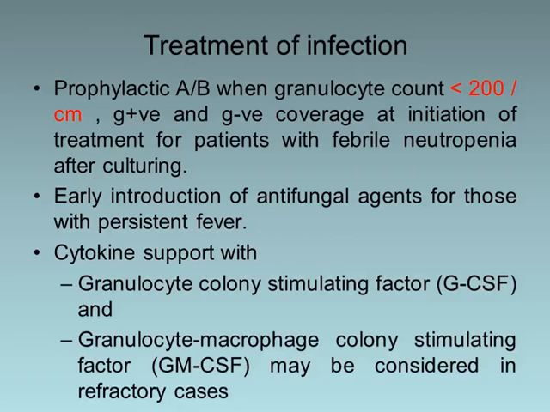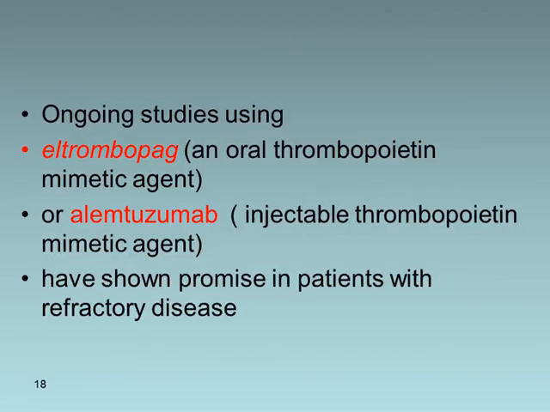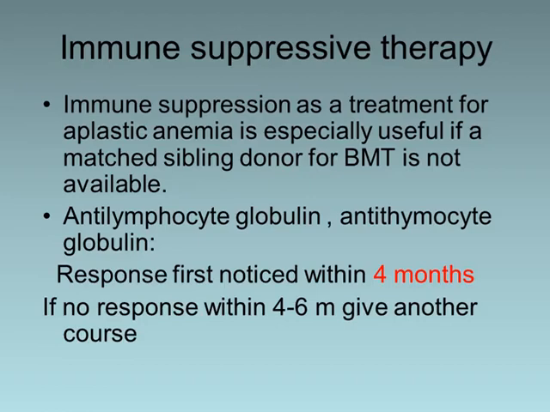Cytokine support, including granulocyte colony stimulating factor or granulocyte macrophage colony stimulating factor, should be considered in a refractory case in order to increase the white cell count. Ongoing studies use eltrombopag, which is an oral thrombopoietin mimicking agent, or romiplostim, which is an injectable thrombopoietin mimicking agent, to be given in refractory cases to increase the platelet count and prevent bleeding.